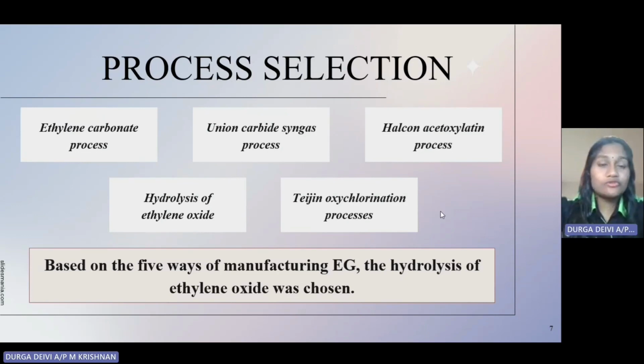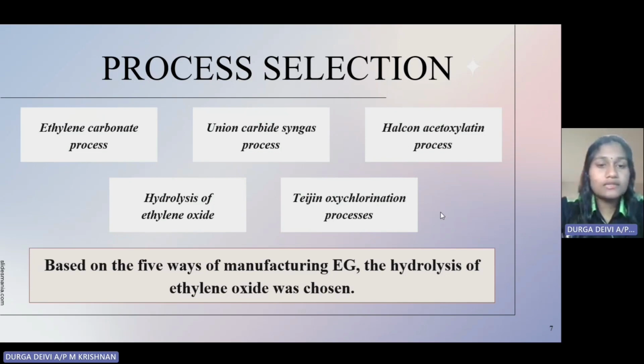Moving on to the process selection. Ethylene glycol can be produced through several approaches. One method is the ethylene carbonate process, where ethylene oxide reacts with water to form glycol. Another approach is the Union Carbide syngas process, which involves generating syngas and then reacting it with oxygen using a silver-based catalyst to produce ethylene oxide.